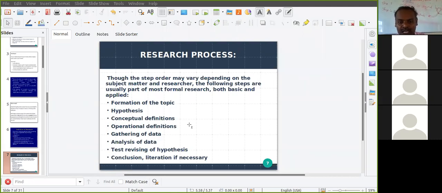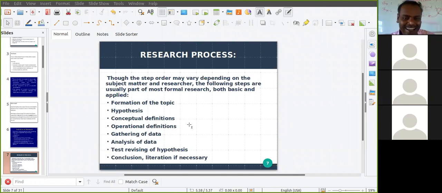How you are going to do the data collection. Then how you are doing the analysis. Then testing, revision of hypothesis. Then conclusion and iteration if necessary. This is common. Sir, you're too fast. No. This will be explained later. This is just I am explaining. These are all the steps. These steps are going to be explained one by one.